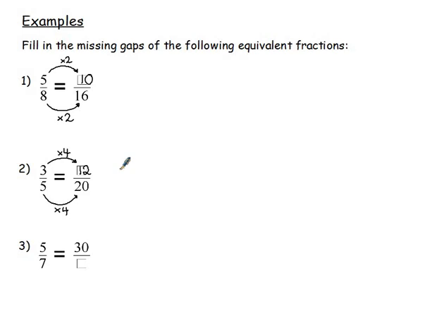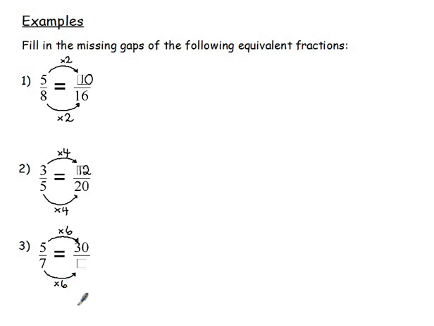Question 3, we've got 5/7 equals 30/something. So you can see here we've been given both of our numerators, our top numbers, and we have a gap on the bottom. So we need to have a look at our top numbers to start. So 5 times what gives us 30? Well, 5 times 6 gives us 30. 5, 10, 15, 20, 25, 30. So 5 times 6 gives us 30. So if we've times the tops by 6, we have to times the bottom number by 6 as well.